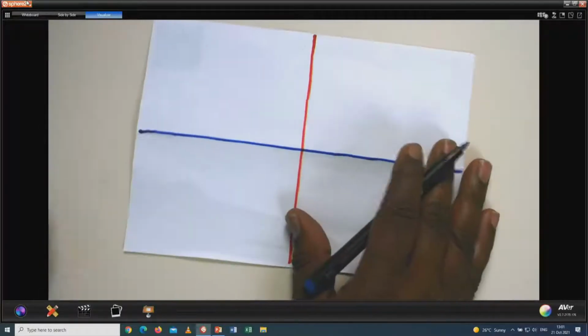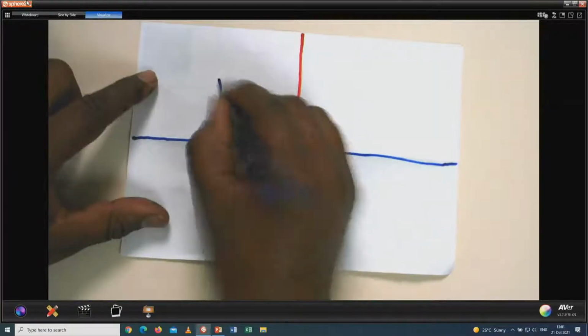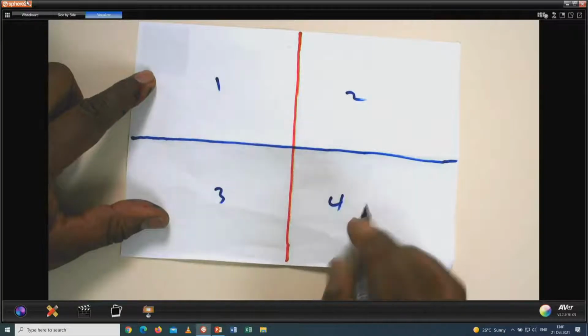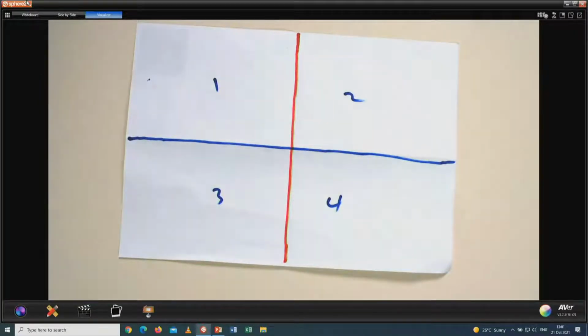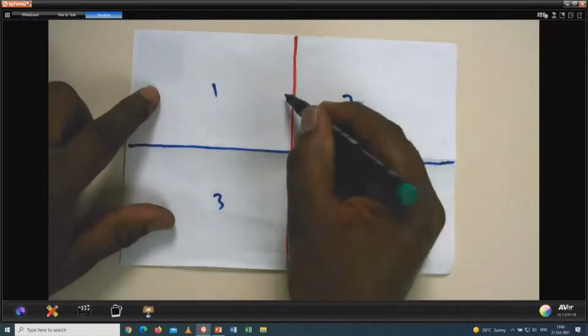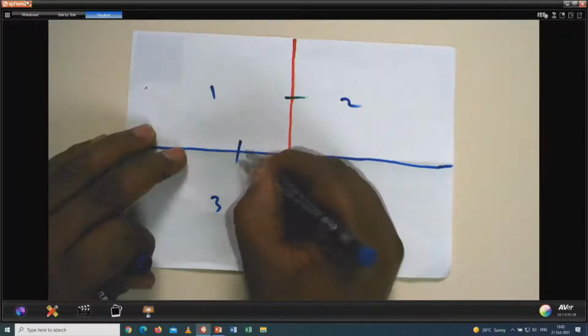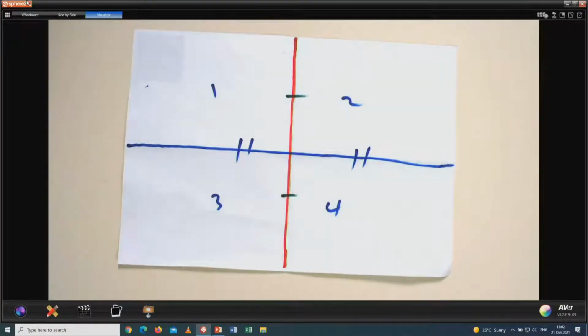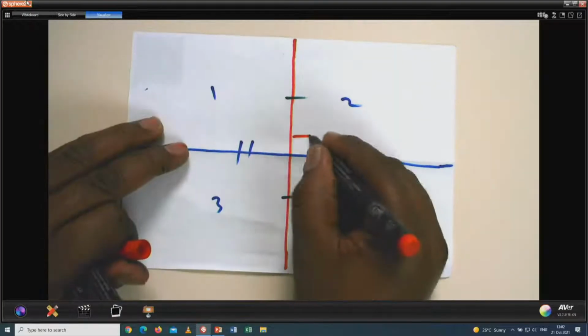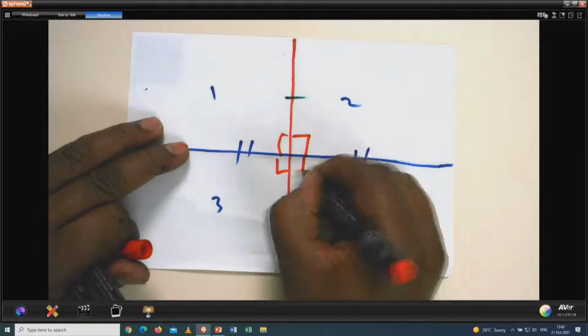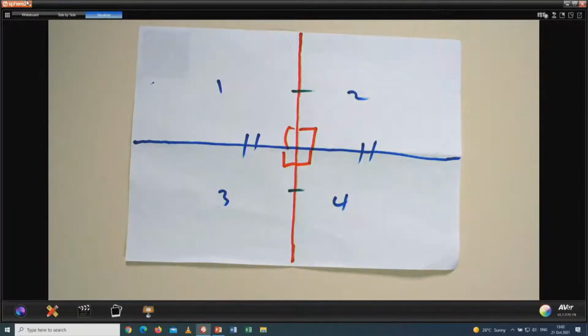Let's check now. You can see this is congruent to that one. That's clear. This side equals that side. This side equals that side. This is 90, there's 90, there's 90, there's 90. That is your congruency.